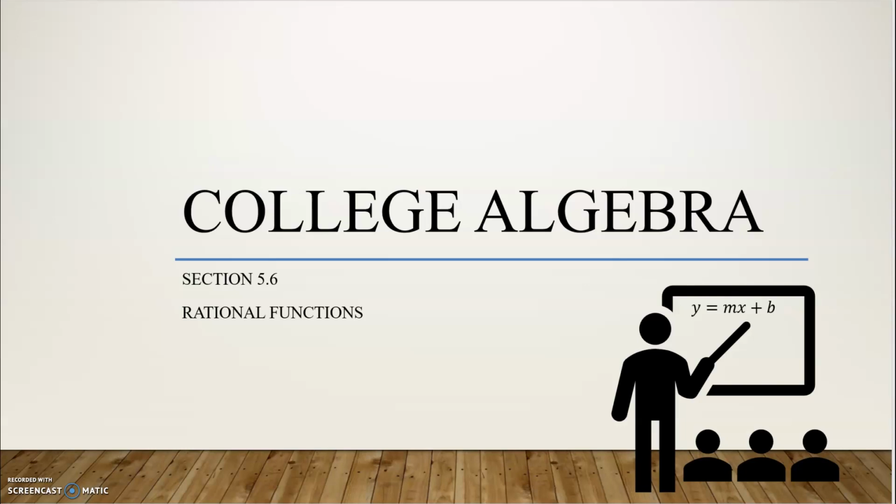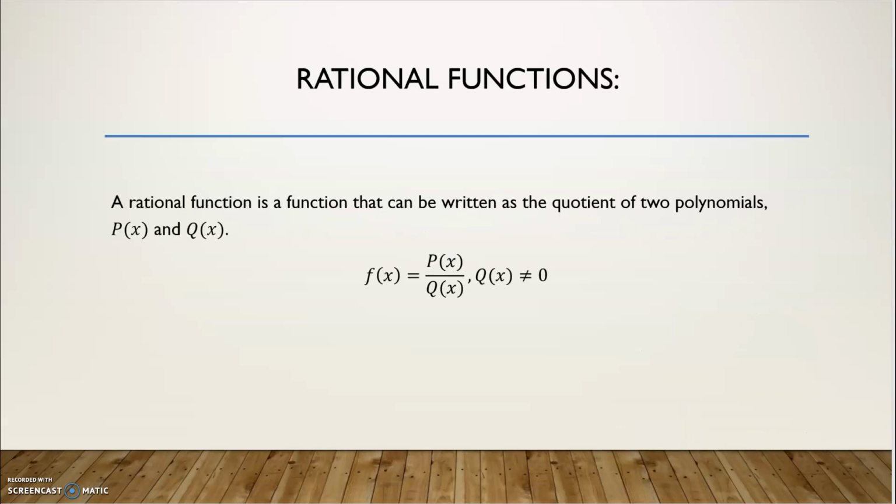Alright, in section 5.6, we're talking about rational functions. So a rational function is a function that can be written as a quotient, or basically a fraction of two polynomials. And we'll call those polynomials p of x and q of x. So f of x, if it's a rational function, will have a polynomial in the numerator and a polynomial in the denominator. But the polynomial in the denominator cannot be equal to 0. Otherwise, you will have something that would be undefined.